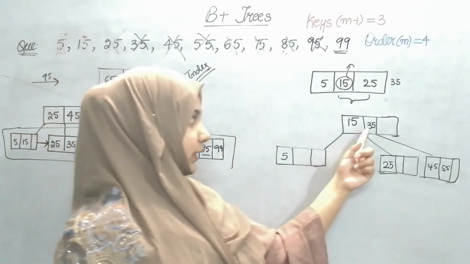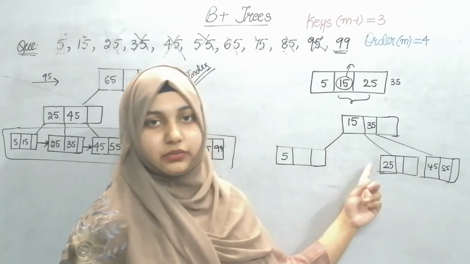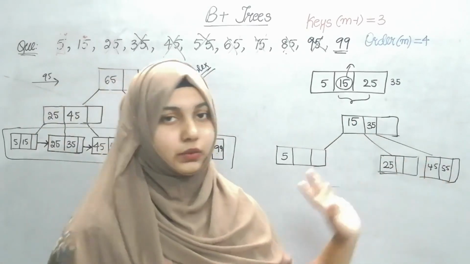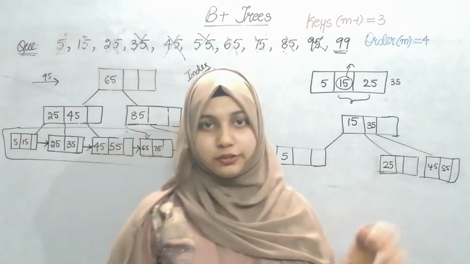Again, if you notice, 35 is not present in the leaf. Similarly, 15 is not present in the leaf. You are directly pushing them up and writing the rest of the elements. Clear? So this is my B plus tree and this is my B tree.